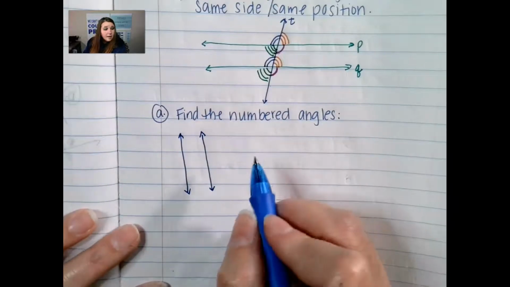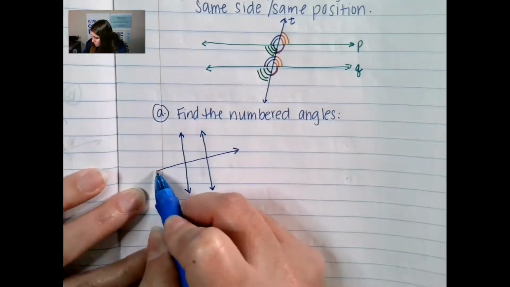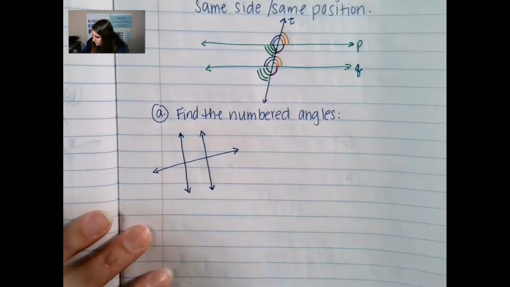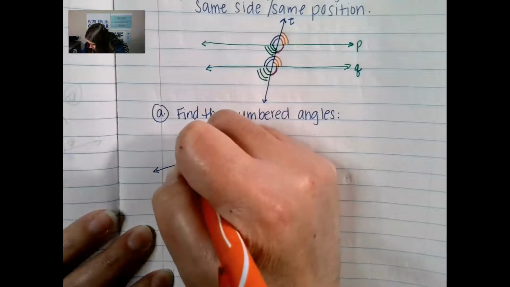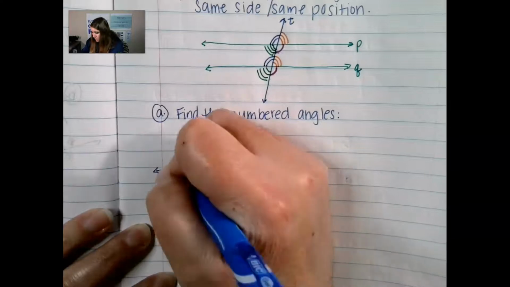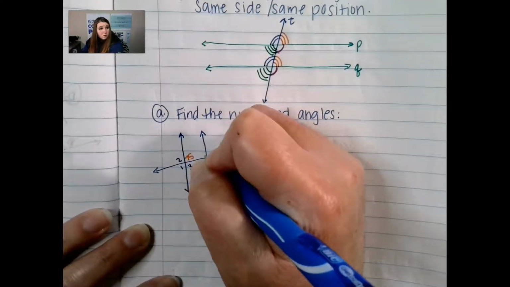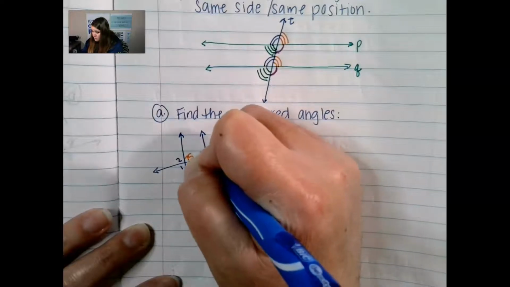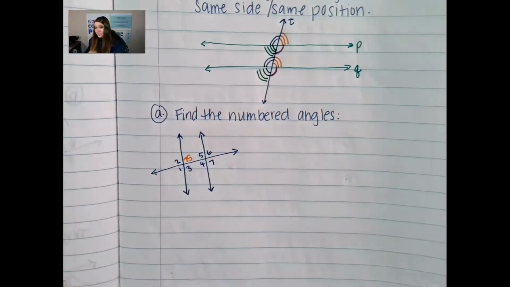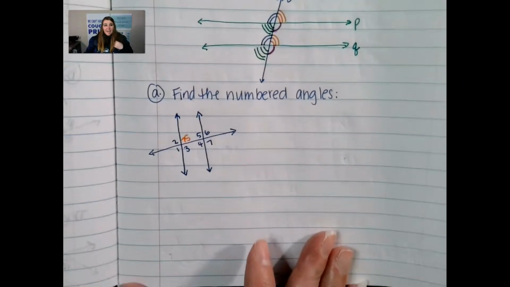And it is cut straight across going this direction. And then it has a 75 right here. Otherwise, it has a 1, a 2, 3, 4, 5, 6, 7. Okay, our job is to find the numbered angles.